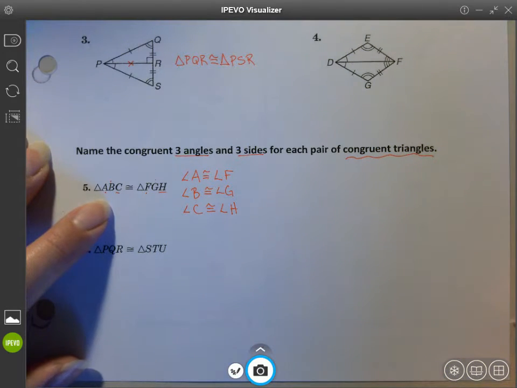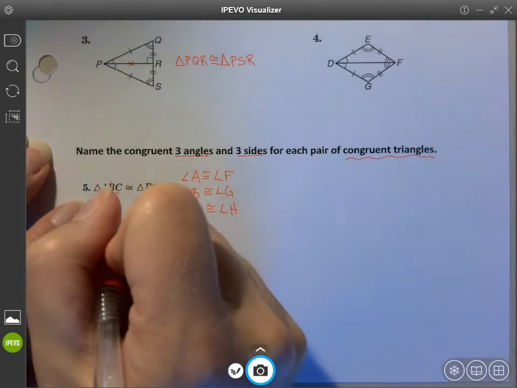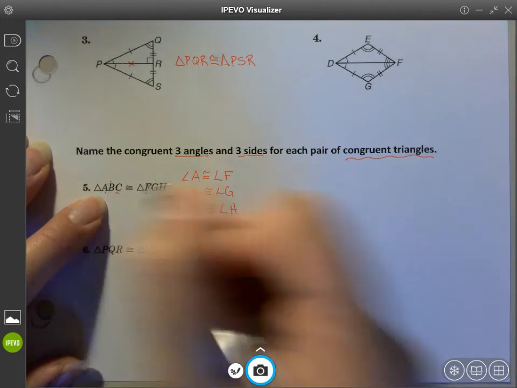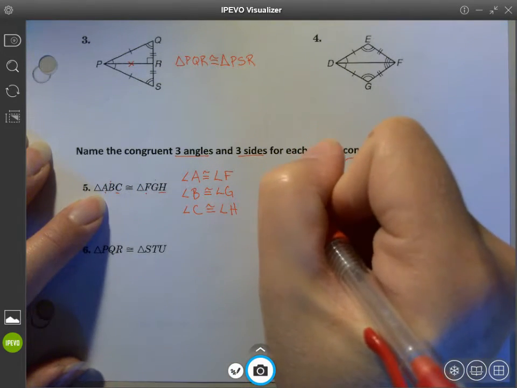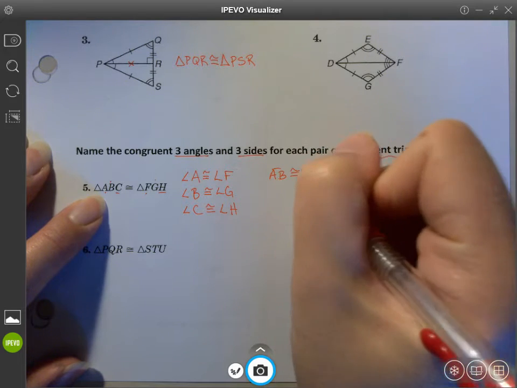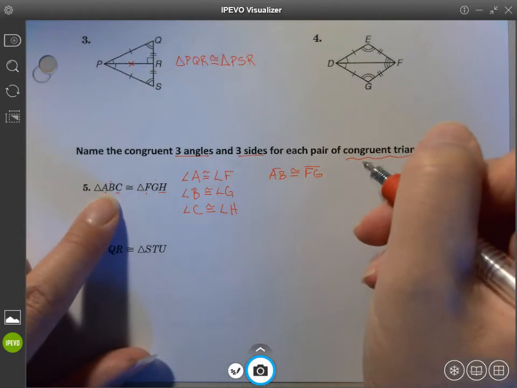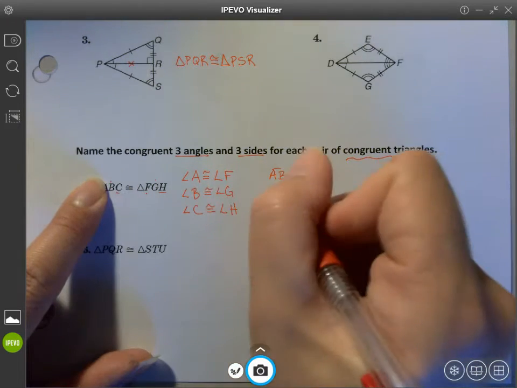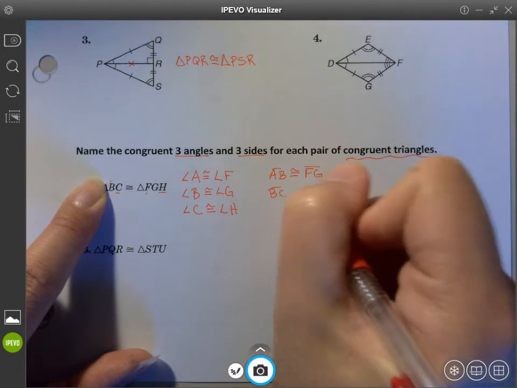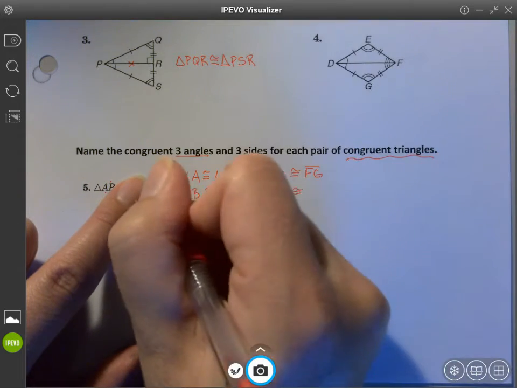Okay, now we have to do sides. So when I go to do sides, think about traveling along the triangle. We'd have AB as one side. And what would that match with? FG. All right. Then I'd have BC, the next two in order, and that would match with GH.